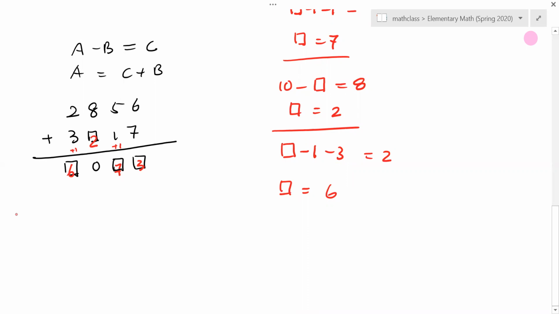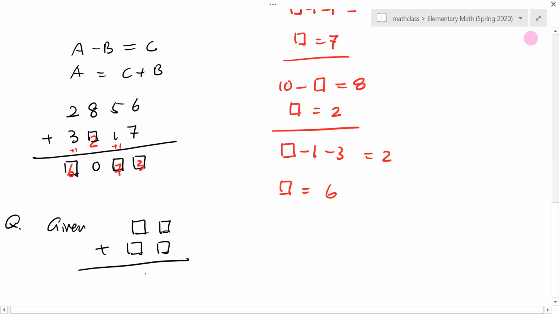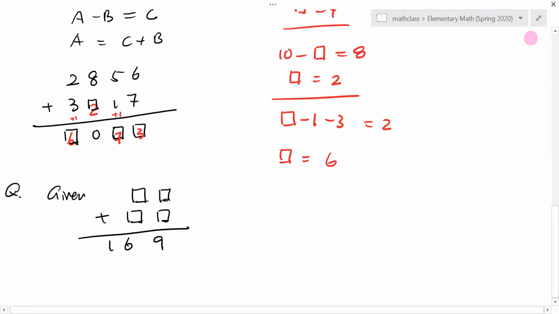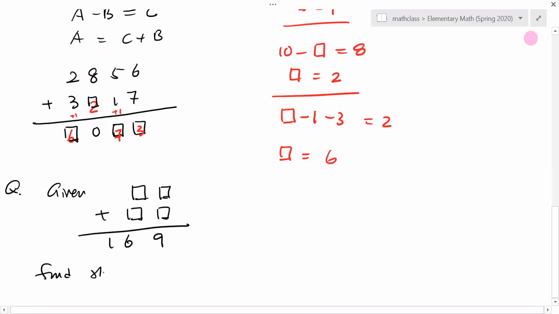Okay, now our next problem. We're trying to, given this, the sum of 2 digits is going to be 169. Find the sum of the 4 missing digits. Okay, just add them together.